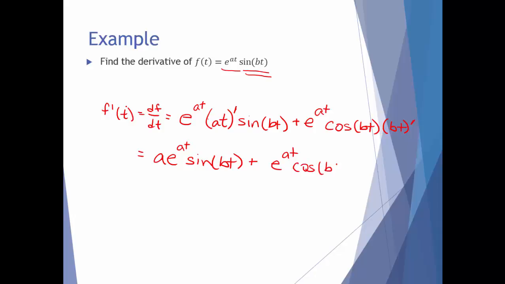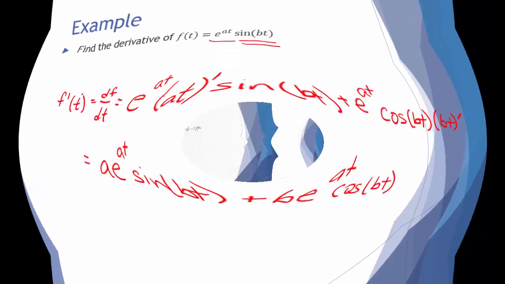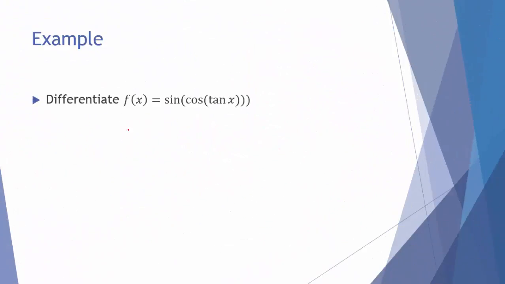I haven't done anything with that yet. And then the derivative of bt with respect to t is again that constant b, which I'll go ahead and choose to write out front here so I don't get confused. And that's the derivative.